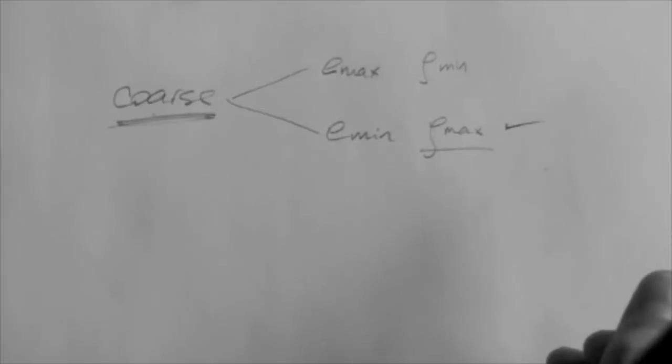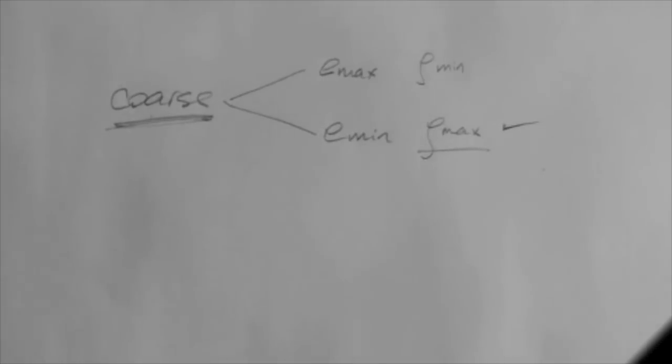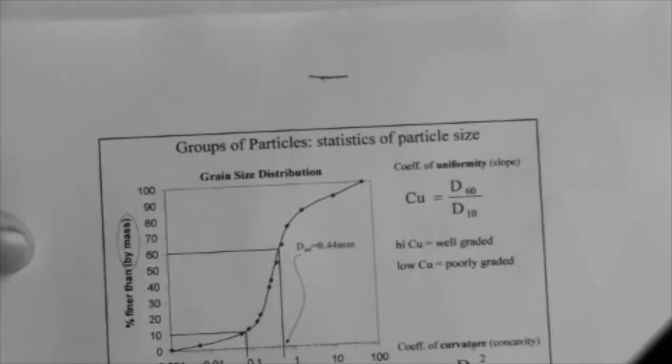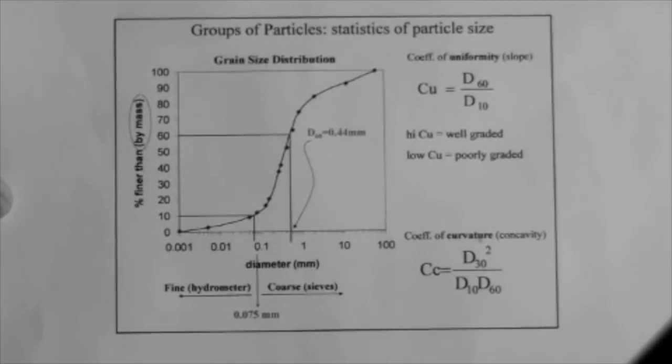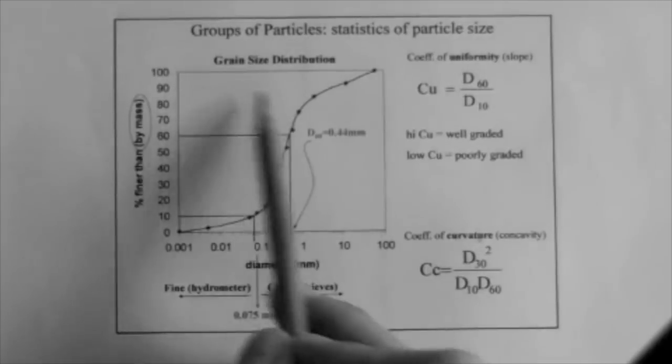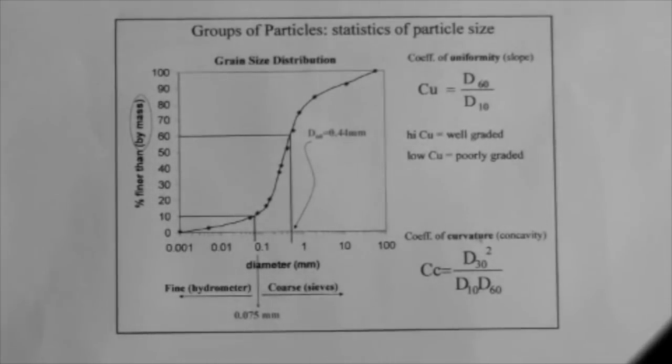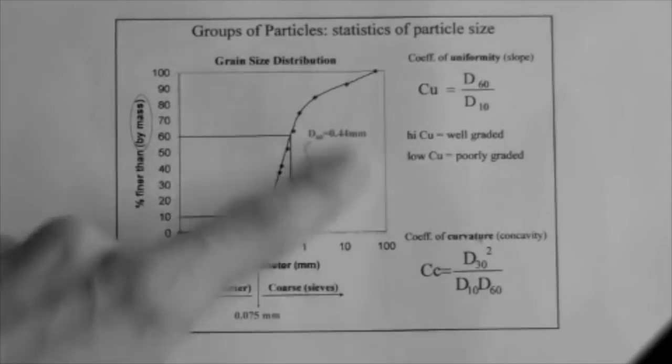Now, the next slide is actually this slide right here. And this slide has a grain size distribution, etc. But before we get to that slide, we're going to have some background as to what this means. So let's move this location here.